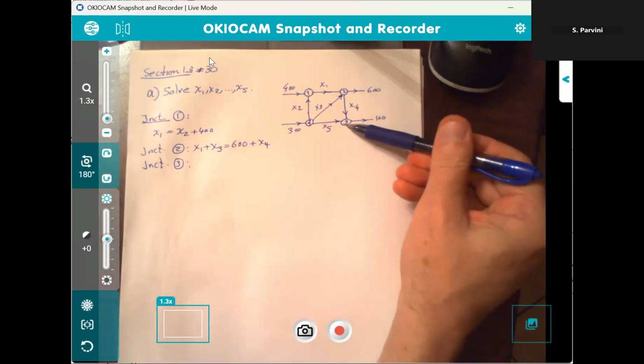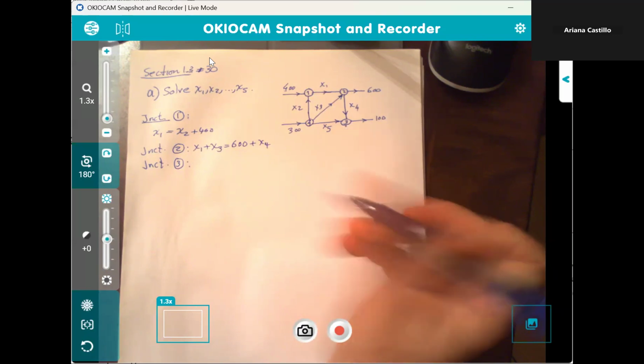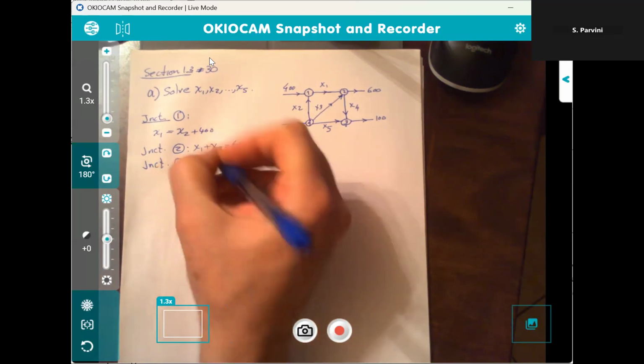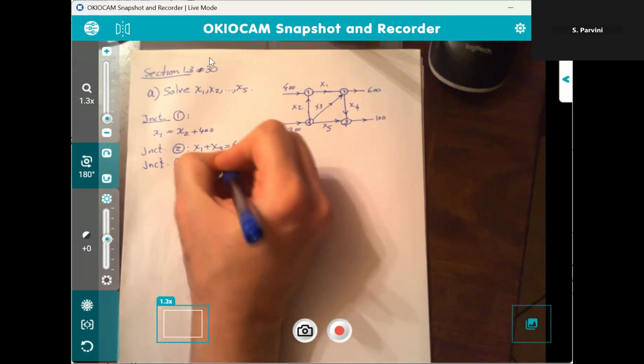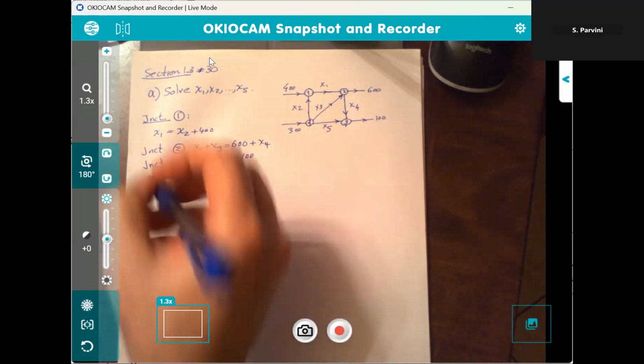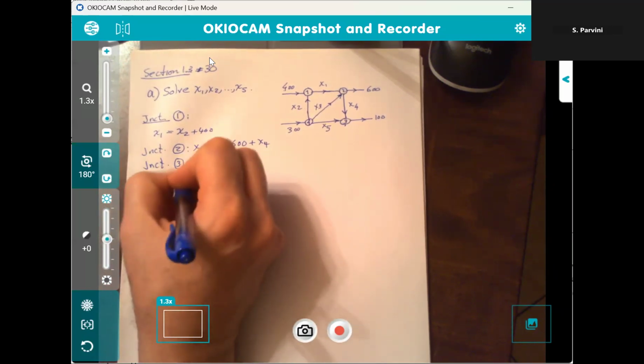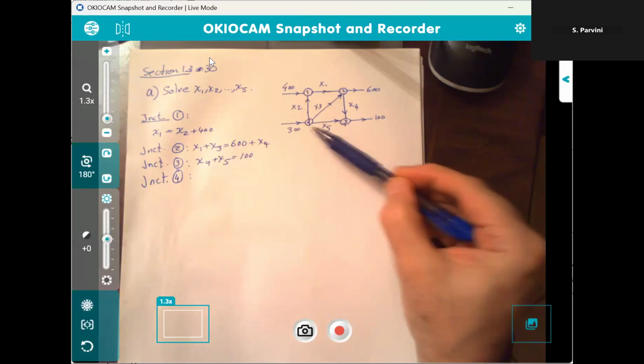What about at junction 3? x4 plus x5 equals 100. Thank you, Ariana. Exactly. So x sub 4 plus x sub 5 equals 100. And finally, junction 4. So now we're looking at this one.